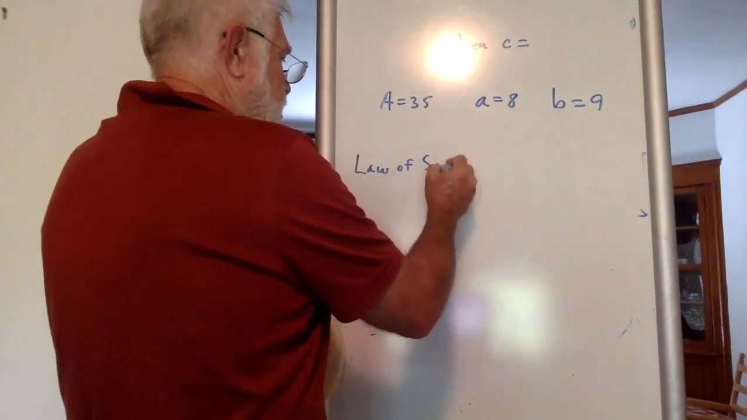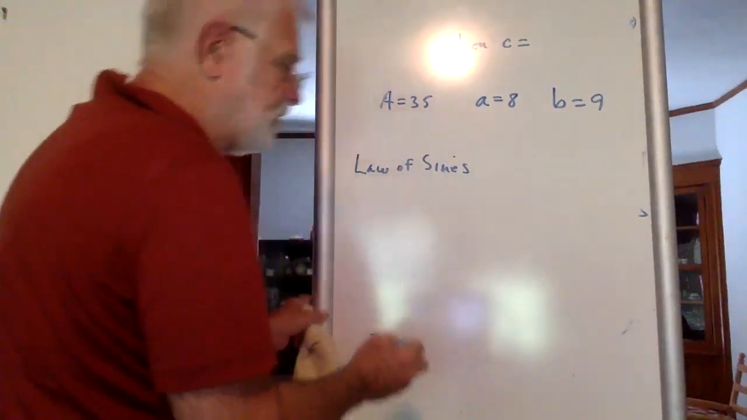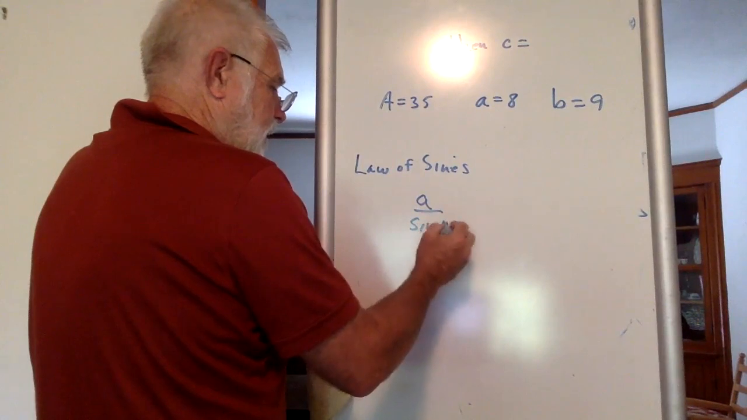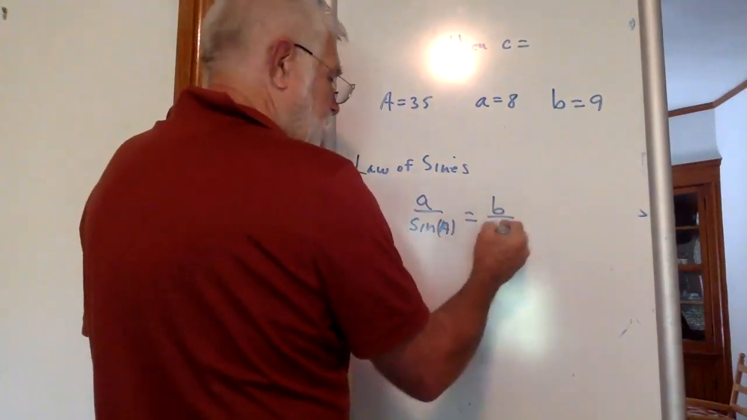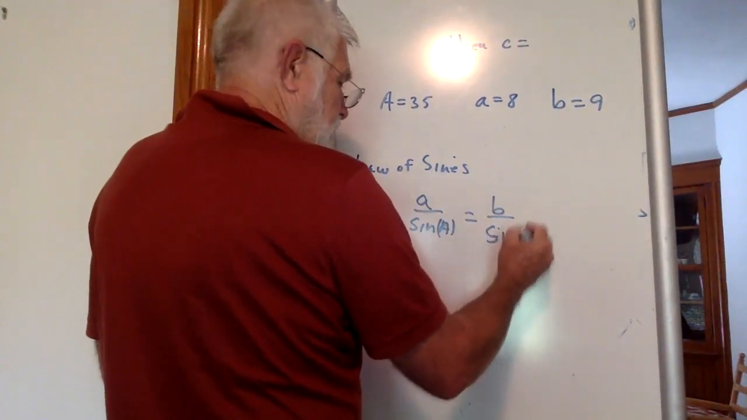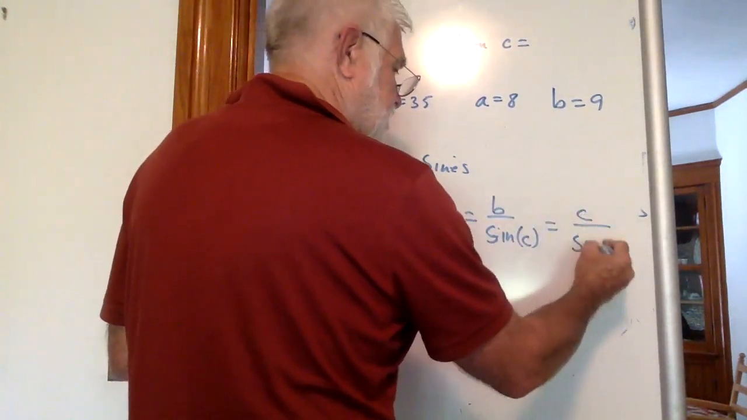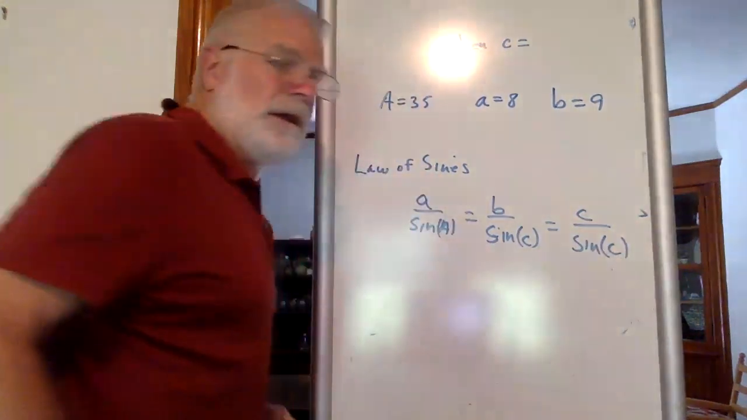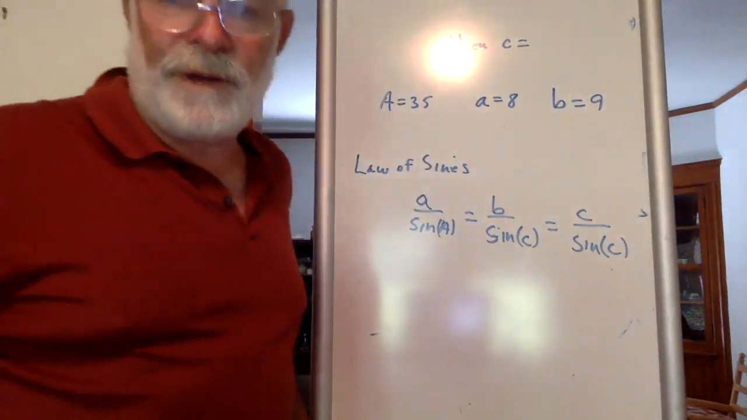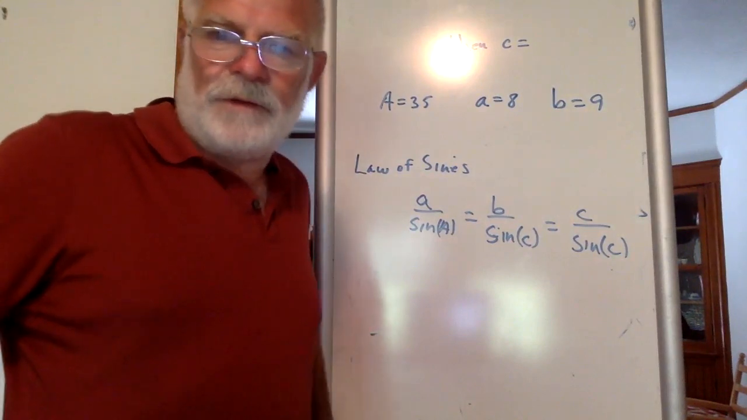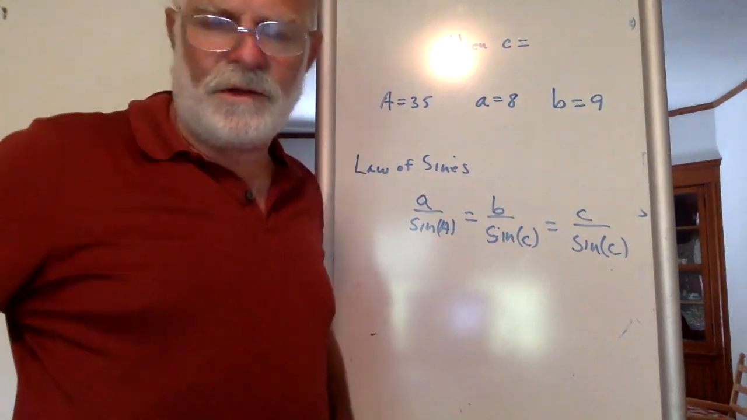Law of sines is as follows: little a compares to the sine of big A the same way that little b compares to the sine of big B, equals little c compares to the sine of big C. And I encourage you to get online and read about that a little bit. Just take some time to read a page about law of sines and law of cosines.